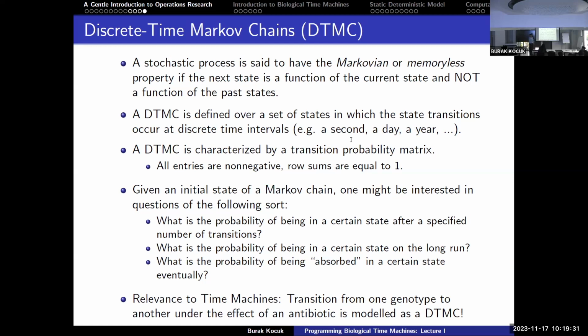So I think this is a very good point to ask questions, because I will move forward with the time machine. Any conceptual questions? I think I spent too much time on this.